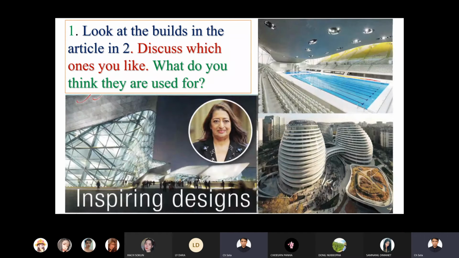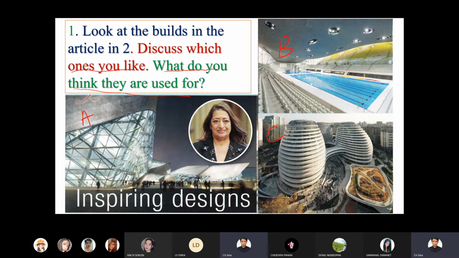So you have 3 buildings, correct, guys? Yes, sir. Okay, very good. I will call this one building A, this one building B, and this one building C. Right now, you have 2 questions. Which one do you like? And what do you think they are used for? Do you think they are useful?